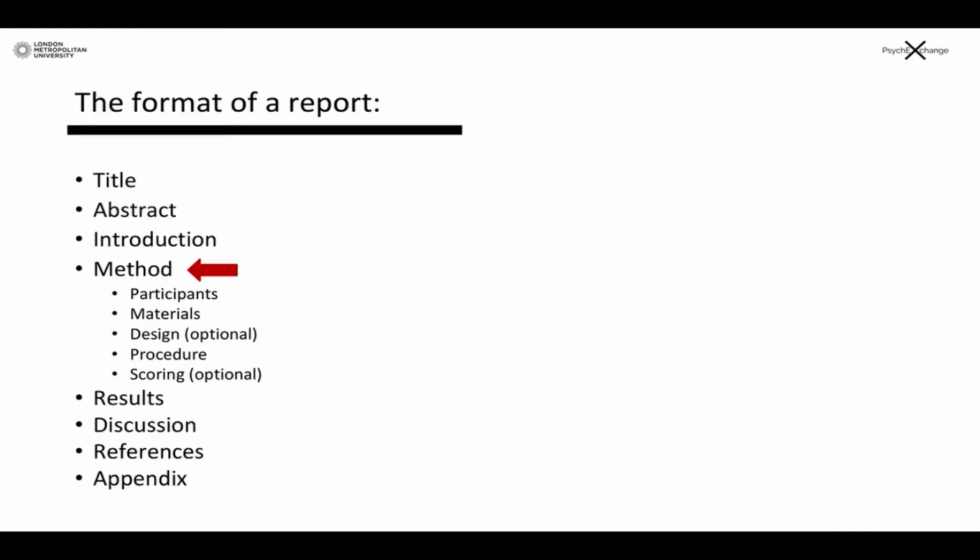Right, so this is a quick reminder of the overall structure of the report. You've got the title, the abstract, and the introduction, which we've covered in the last video. The method, which we're covering today, includes the participants, the materials, the design, the procedure, and the scoring. Then there's the results, the discussion, the references, and the appendix, which will all be covered in the next tutorial.